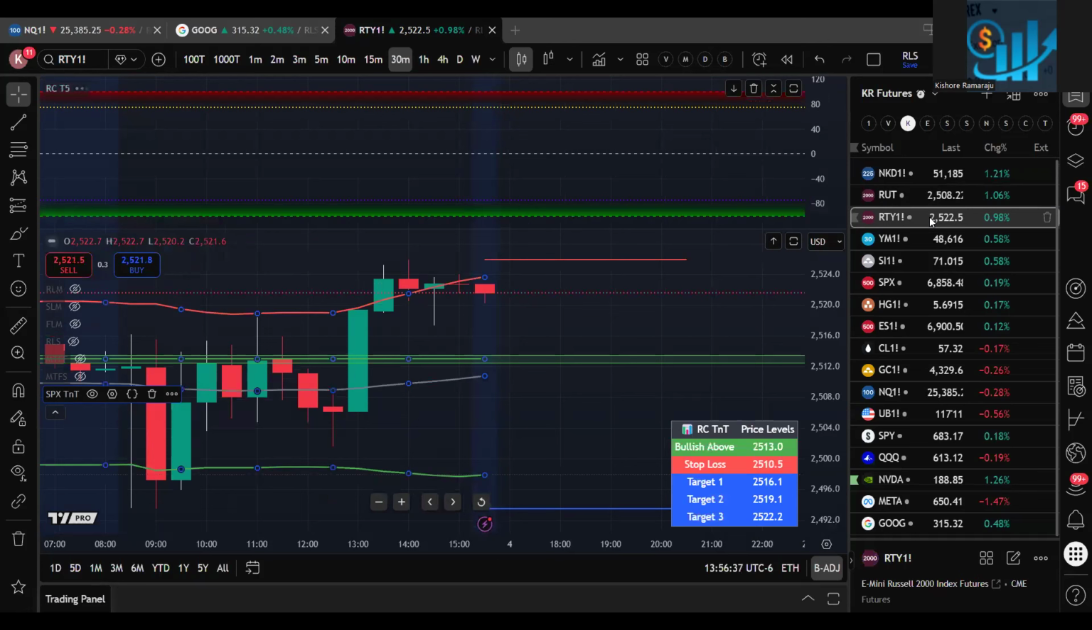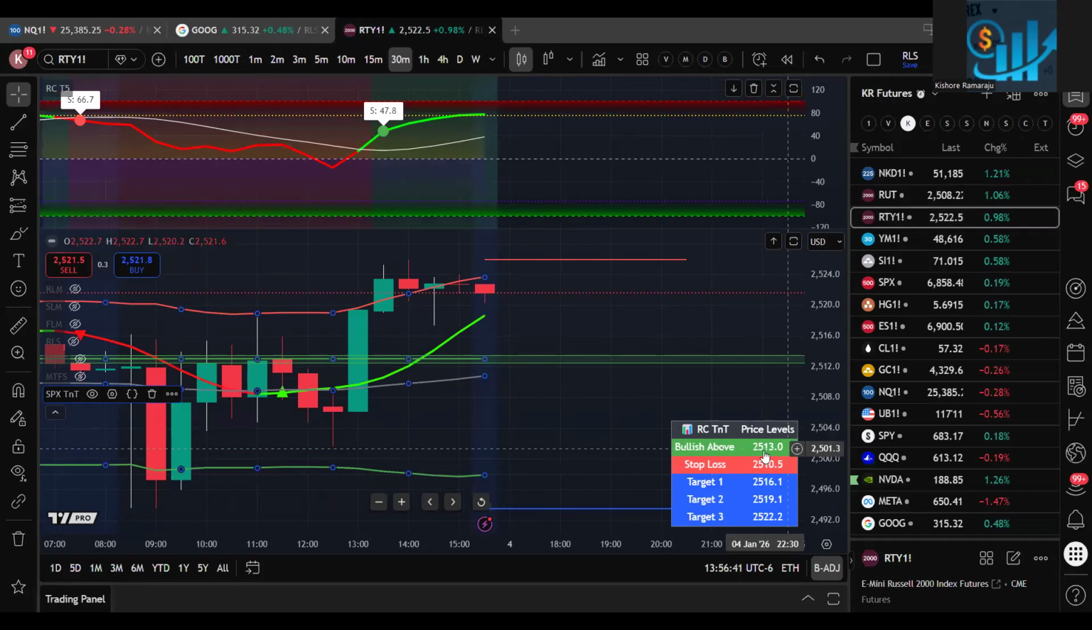If you see RTY, it is bullish above 2513. So that's why we did IWM calls, IWM bull puts. So 2516, 2519, 2522. If it goes to 2522, there is a big strong resistance. We may see a reversal on RTY tomorrow.